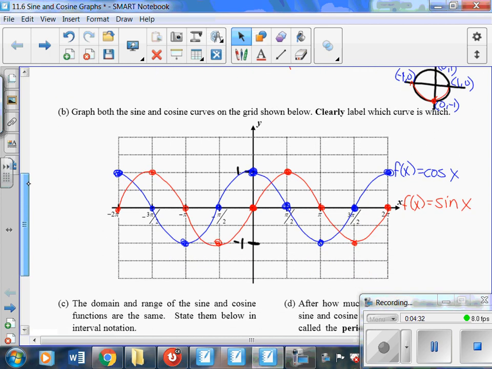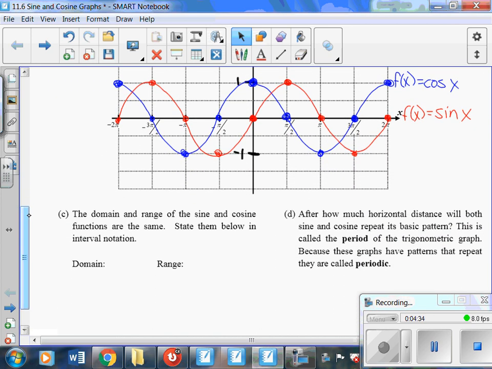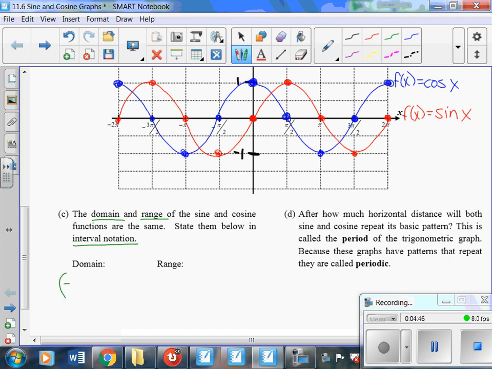So I'm going to slide this up a little bit, and we're going to look at C and D, asking the domain and range. So the domain and the range of these sine and cosine functions are the same. State them below in interval notation. So the domain of both of these graphs is going to go on forever in both directions. So it's -infinity to +infinity, but the range is going to be between -1 and +1. Close brackets because it includes those.